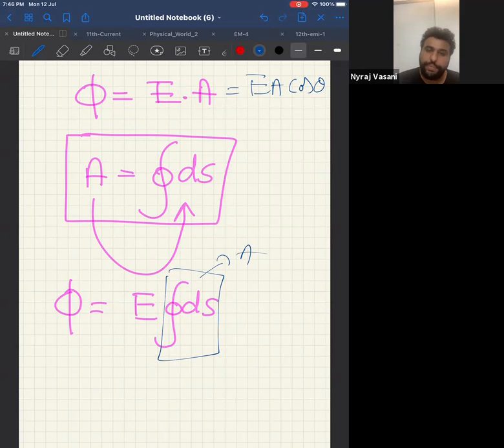Similarly, electric flux will be E dot A. There it was magnetic field into area. Here it is electric field into area. Okay? Right. In your own words, you don't need to write the definition. You just need to write the formula. Point number 8.